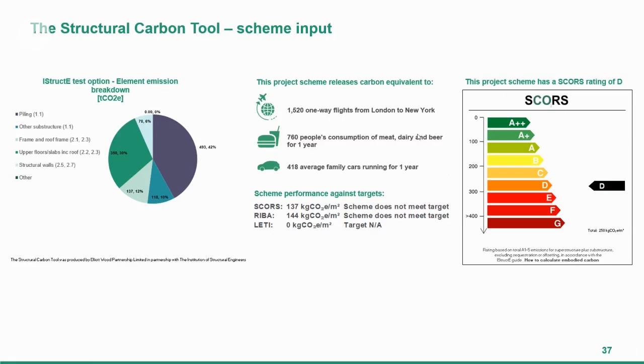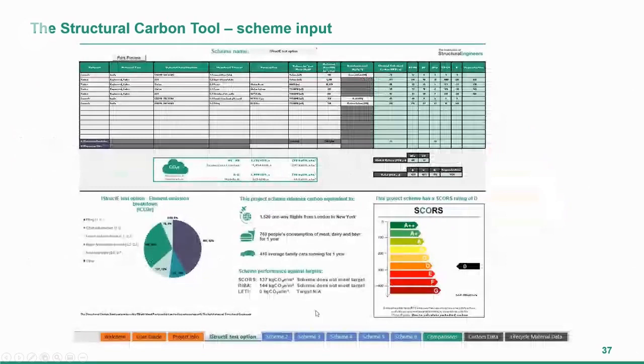Comparison of the scheme embodied carbon against industry targets is also provided. SCORS, RIBA, and LETI are all built into the tool for the different typologies that are available. And then finally, there's the SCORS label for this particular scheme. It's worth noting that you can enter up to six different schemes into the tool. We've always found that to be ample.